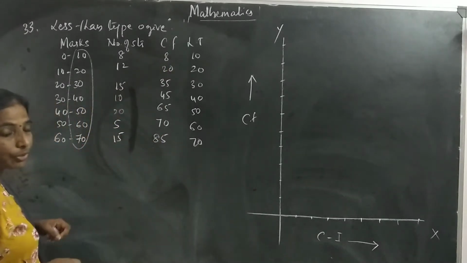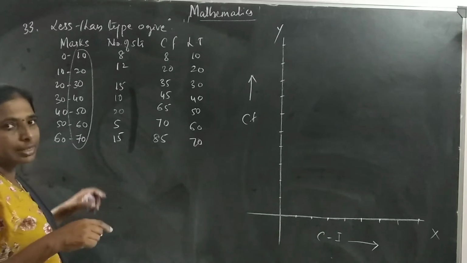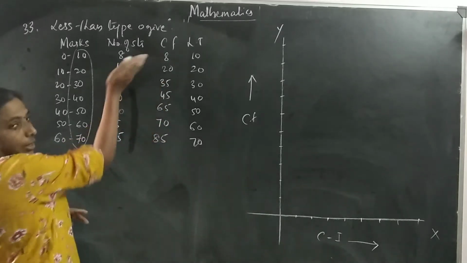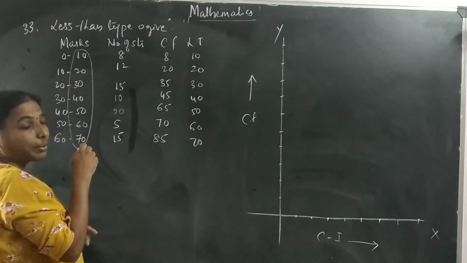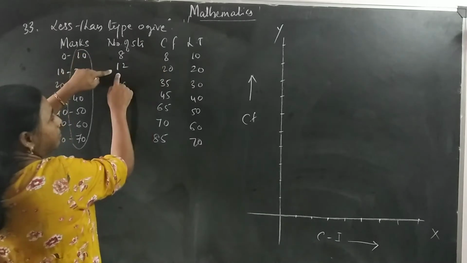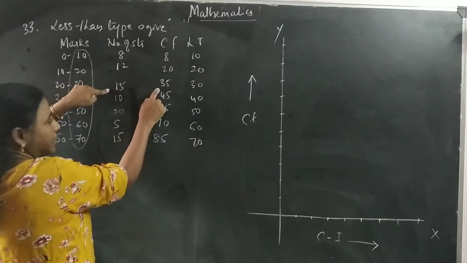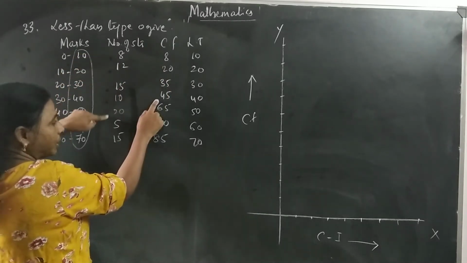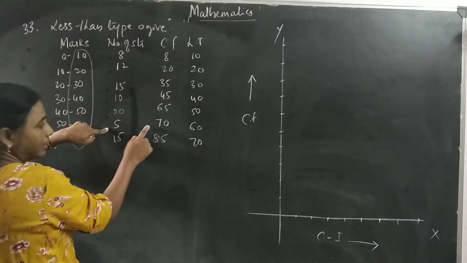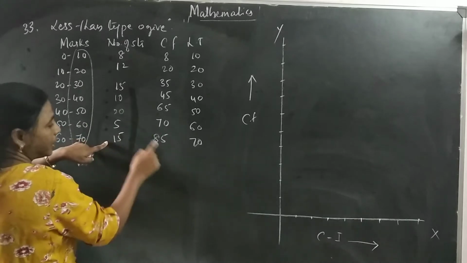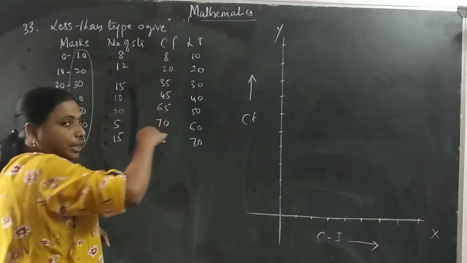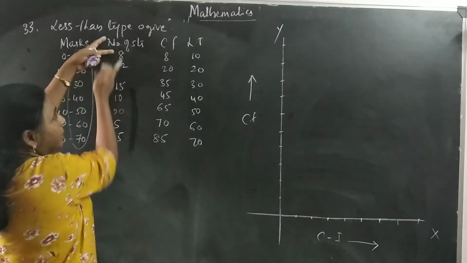This one is a cumulative frequency, and you know that for less than type, where you have to add, how to add. If it is more than type, add from here, isn't it? If it is less than type, you have to add from the top, isn't it? Therefore, it is 8, 8 plus 12, 20, 20 plus 15 is 35, 35 plus 10 is 45, 45 plus 20 is 65, 65 plus 5 is 70, 70 plus 15 is 85. That means for less than type, add from the top. That is from here we have to add.